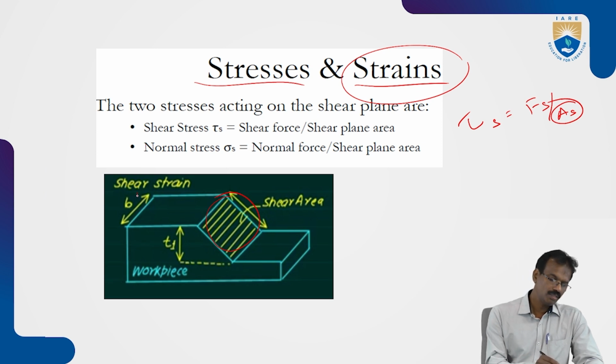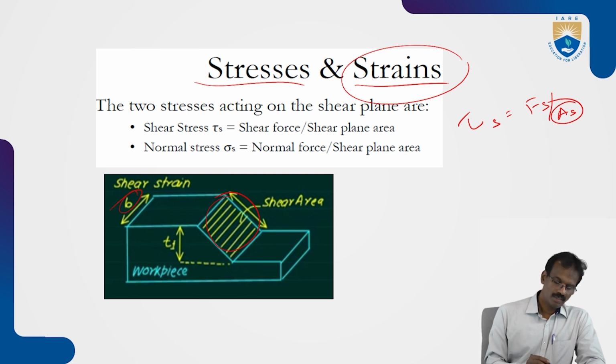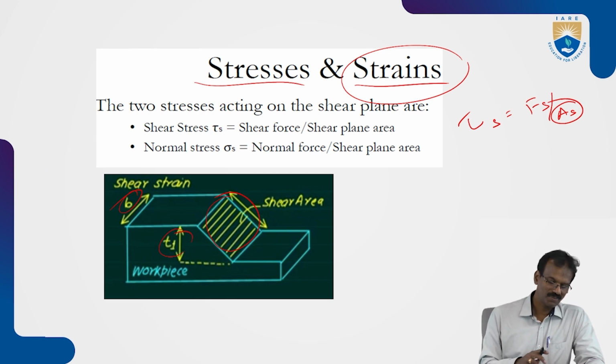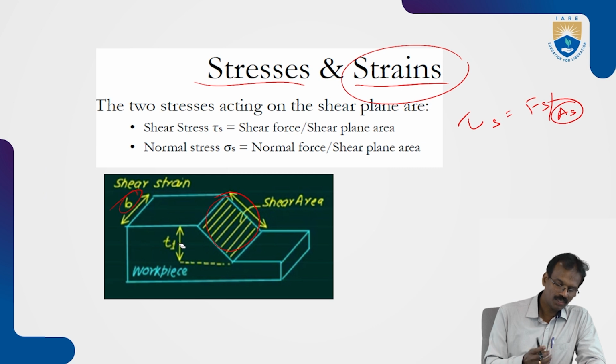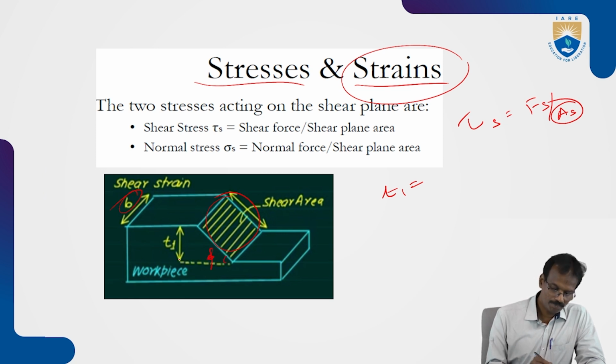You know this is B, the width of the workpiece. Then this height, T1, is nothing but the uncut chip thickness. Okay, sorry. So this T1 is the uncut chip thickness. You know this one. Okay. So this angle, you know this one, that is phi. That angle is called phi, and this one is T1.